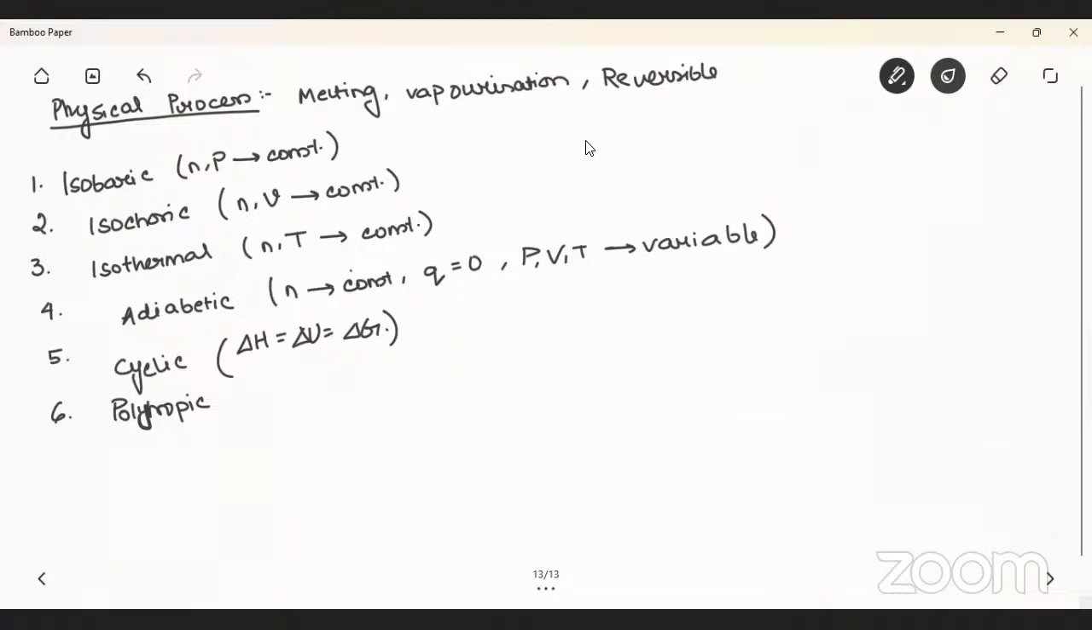In your exam, in your boards, they can just ask you about the name of the process and the constant terms. Okay, so this is something very important for your boards.